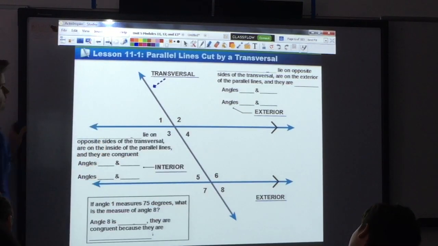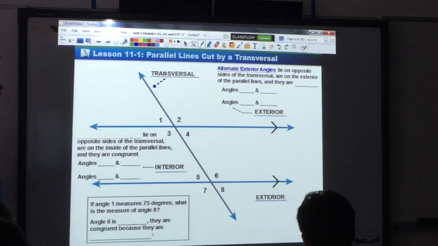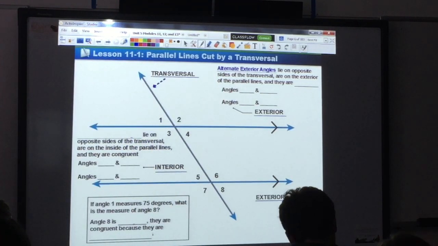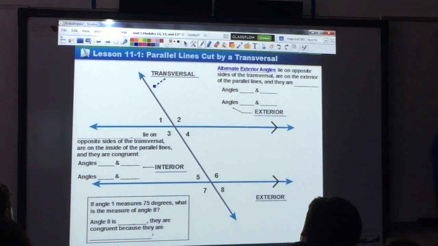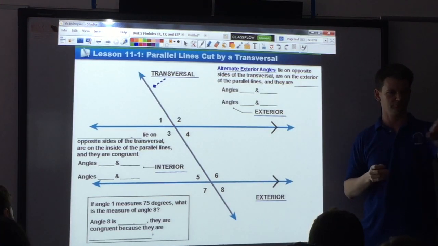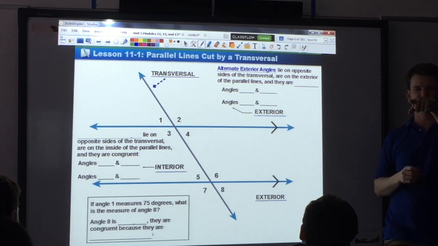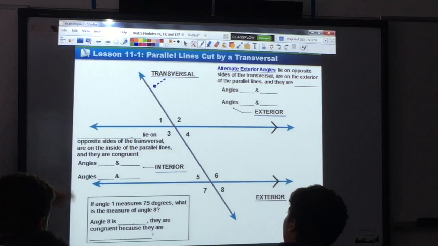Okay, so the first type of angles we want to talk about are alternate exterior angles. Now, exterior means obviously that they are what? Inside or outside of the parallel lines? Outside. Who knows what the word alternate means? What does that mean? Different? Well, different, yeah, kind of. Opposite, kind of opposite. Now, the question is, well, opposite to what? We're talking about alternate exterior.